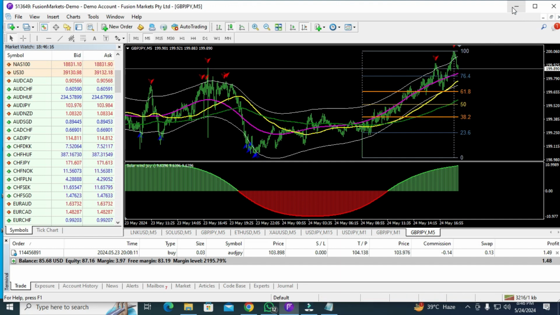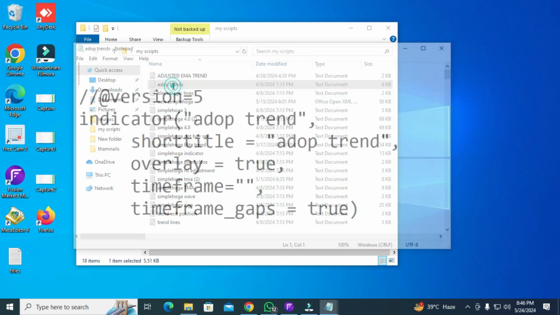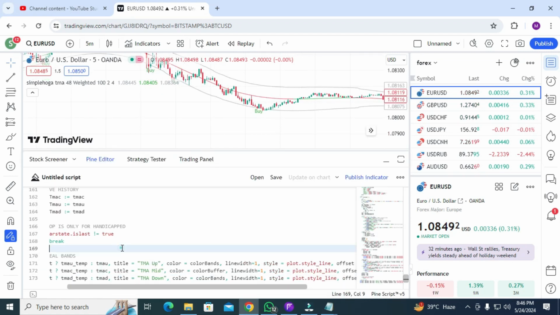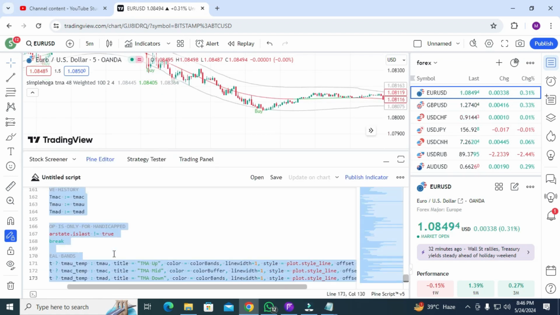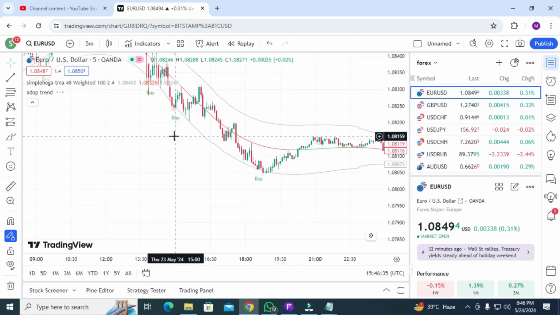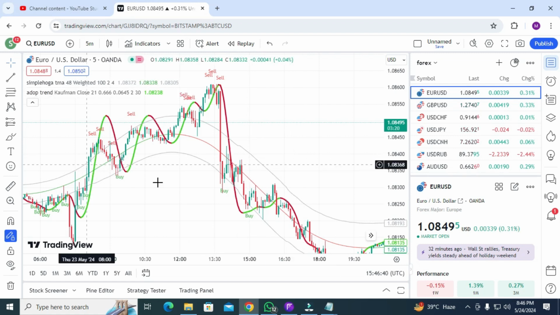Okay. So let's move to one more indicator. I need to add this indicator. Control A, Control C, then go to your Pine editor. Click on Pine editor, paste your code with Control A, Control V, and then click here. You will find the option Add to chart. After clicking on Add to chart, the indicator will look like this. It gives you awesome results.